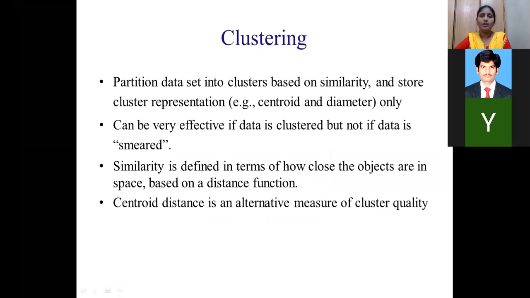Next, clustering. Already you know that we are partitioning the data set into clusters based on similarity properties. Data set values that have similar properties we are making into one region, or one cluster, and we are storing that cluster representation by using centroid and diameter. Based on these considerations we are finding the clusters. We have many algorithms, the k-means algorithm, k-medoid algorithms, like that, which we are going to study in the next unit, the cluster chapter, again in a detailed manner.